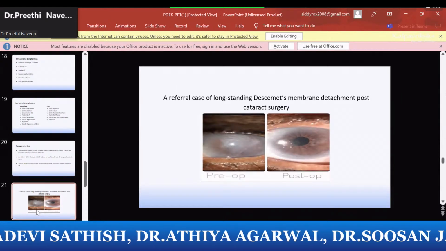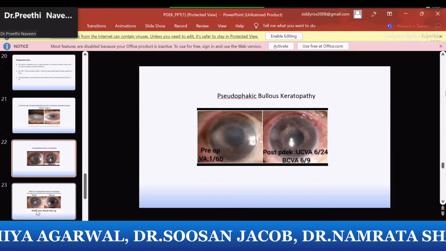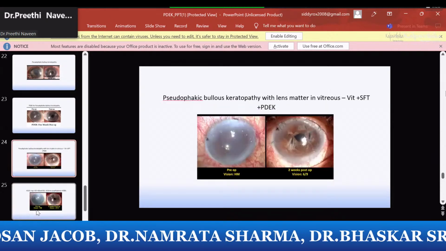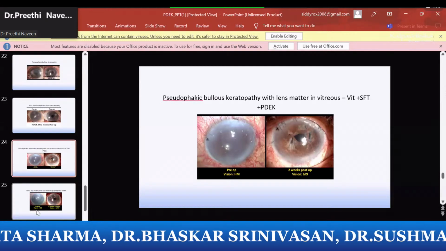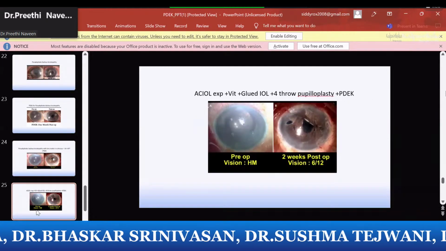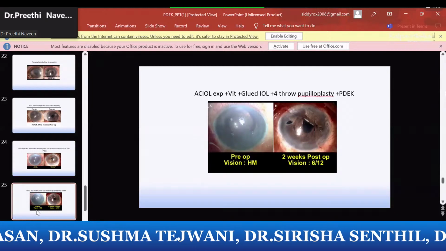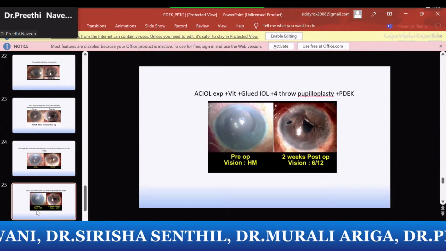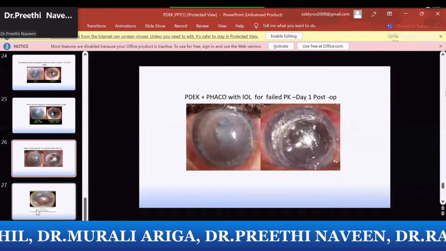And these are some of the pre and post-op pictures of PDEC surgeries. This is an indication for a pseudophakic bullous keratopathy, and most of them are PBKs. This is a case with vitrectomy and SFT where a PDEC was done. And this is a case of an ACIOL, where we would always prefer to explant it, put in a glued IOL, secure the iris with a single pass 4-throw pupilloplasty, and then go ahead for a PDEC surgery.